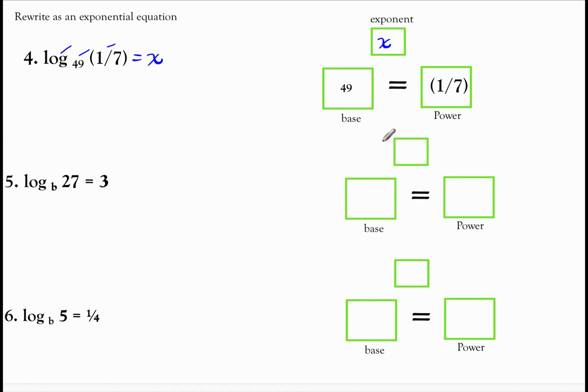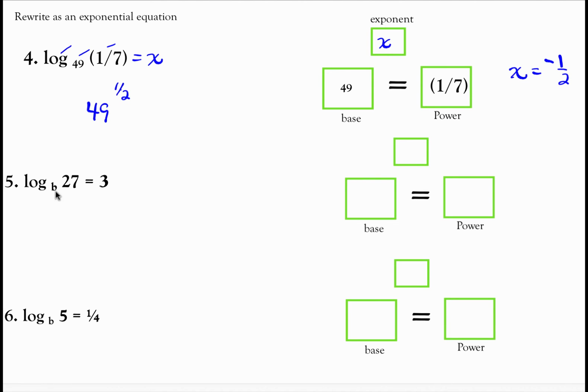Well, you're going to learn how to solve this, but hopefully right now you can just do this in your head. You should see that 49 is related to 7 when we take the square root of it. So x must be at least 1/2, which makes sense. What is the exponent of 49? 1/2. Well, that means 7. To get 1/7, it must have been negative 1/2.